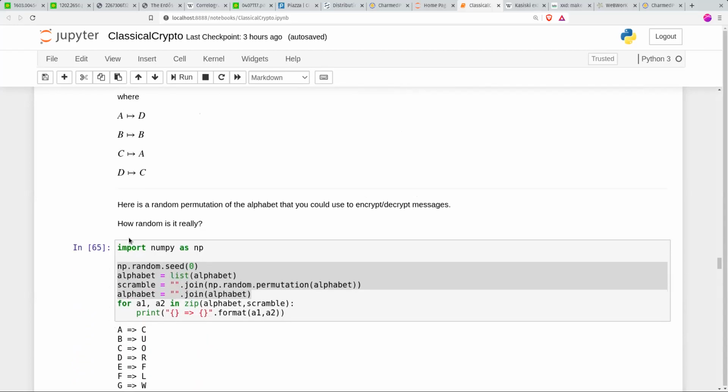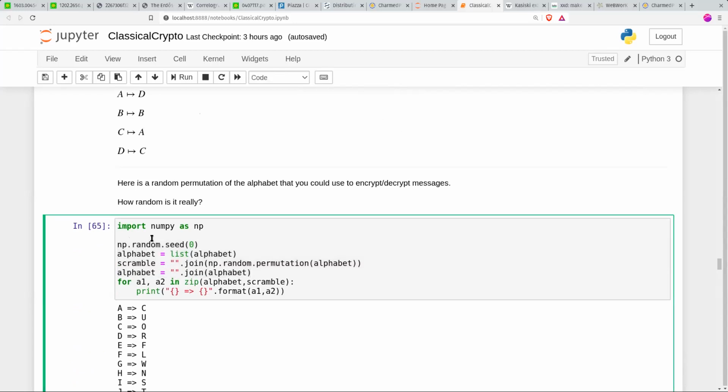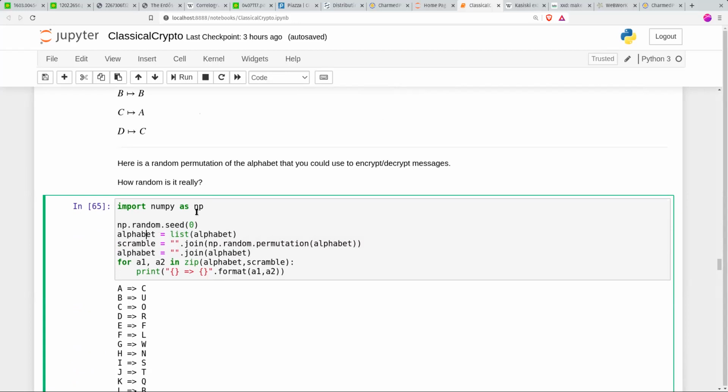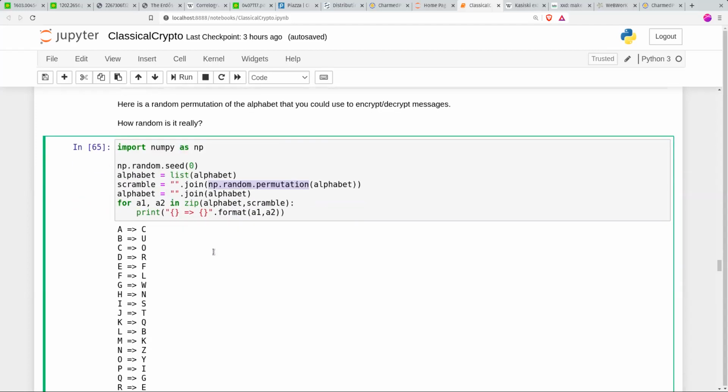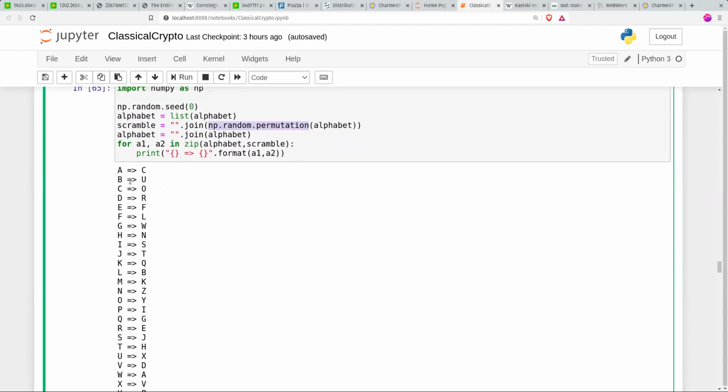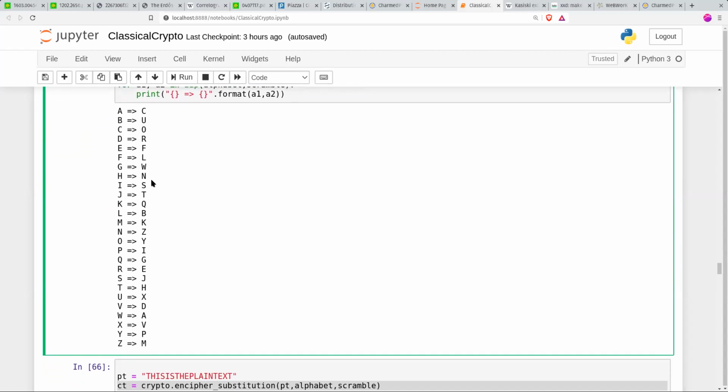All right. So here is a literal random permutation. I use this library called NumPy, and then I seed the random number generator. And then we have to do some Python stuff, but this is the important thing. We're getting a random permutation. Basically this thing we call the scramble is a random permutation of the alphabet. And then we can look at their correspondence. So this permutation really is selected at random.